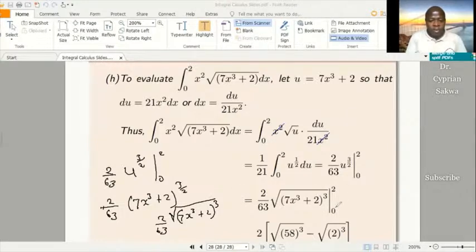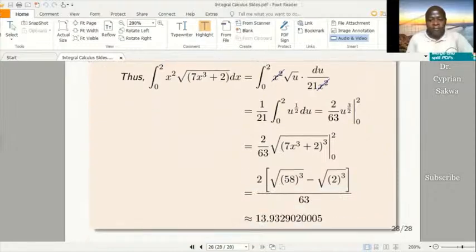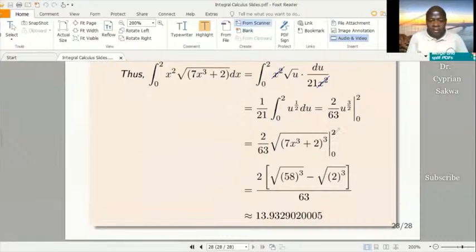Now I'm ready to insert back the limits. So when you insert 2, this will be 2 raised to 3, which is 8, times 7, which is 56, plus 2, which is 58, cubed. What about this other part? When I insert the lower limit, I would have 7 times 0 cubed, which is 0, plus 2, so 2 cubed. And so when you use your calculator, you arrive at this. And so that is how we do these definite integrals.